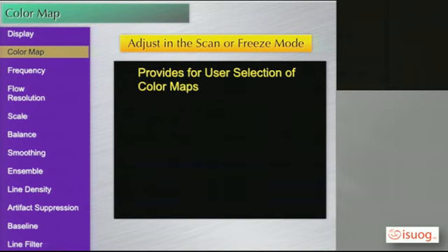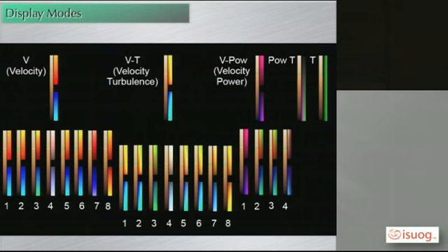Let's now examine the color map setting. This expands upon the various iterations of the previous color maps to provide the user with more choices. This represents the variations of the 5 main display maps described previously.